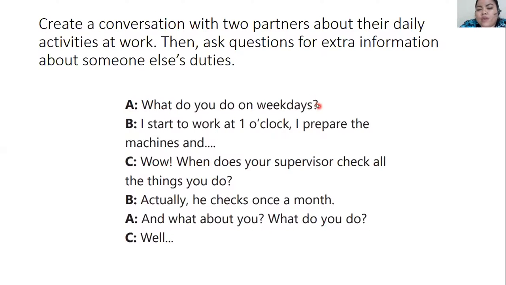It says, what do you do on weekdays? I start to work at 1 o'clock. I prepare the machines. When does your supervisor check all the things you do? Actually, he checks once a month. And what about you? What do you do? Here, what I want you to do is to use the activities that you do at your work and the time, okay? For example, I prepare the machines at 8:45 a.m., and I have lunch at 12:45, right? So you are going to mix the time and the activities that you do every day. Is that clear?